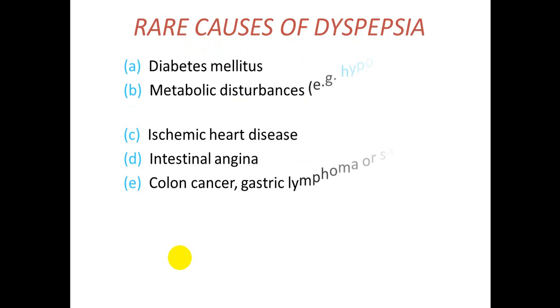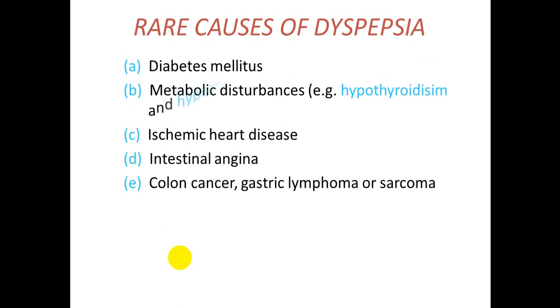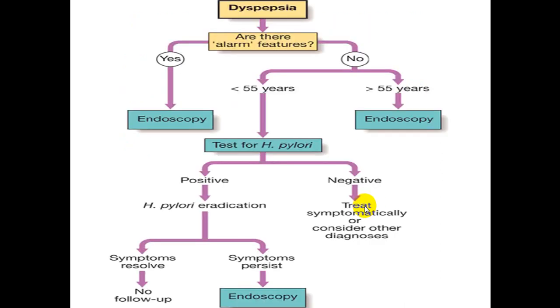Dyspepsia occurs in systemic diseases like diabetes mellitus, hypercalcemia, hypothyroidism, and ischemic heart disease, the same dermatome, especially in patients with inferior myocardial infarction, who have epigastric pain, especially in the elderly. Intestinal angina, obstruction of the vessels of the small or large intestine. Atherosclerosis is the commonest cause. Colonic cancer, gastric lymphoma or sarcoma.